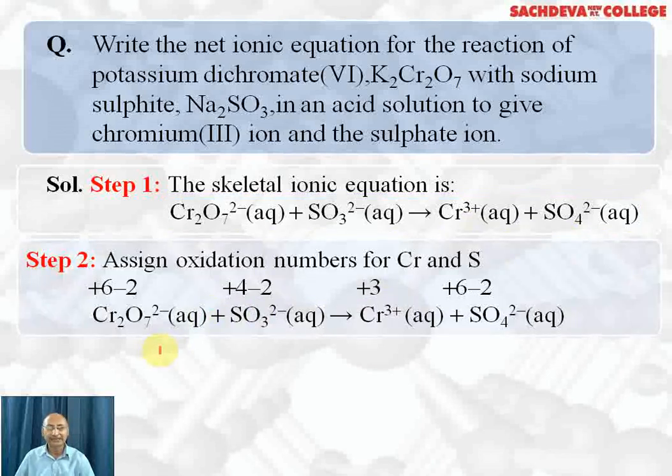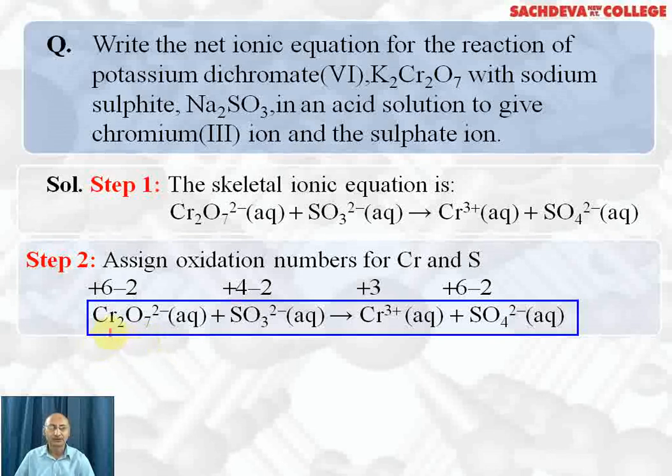Now first we assign the oxidation number of each atom. In dichromate ion, 2x minus 14 equals minus 2, so x equals plus 6. So the oxidation state of chromium is plus 6 and oxygen is minus 2. In sulfite ion, x minus 6 equals minus 2, x comes out to be 4. So sulfur is plus 4 and oxygen is minus 2. In chromium plus 3, the oxidation state of chromium is plus 3. In sulfate ion, x minus 8 equals minus 2, x equals plus 6. So sulfur is plus 6 and oxygen is minus 2.